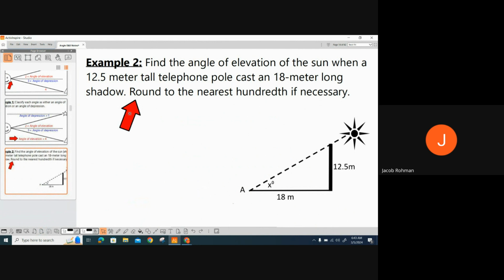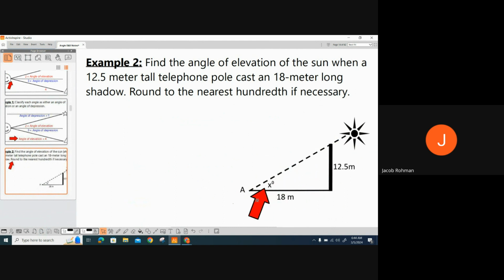So in example 2, it says find the angle of elevation of the sun when a 12.5 meter tall telephone pole casts an 18 meter long shadow. We're going to round to the nearest hundredth if necessary. So here we see the picture. They've got the pole, which is 12.5 meters, and we see the shadow that it creates on the ground is 18 meters, and here's the sun up here. So here we want to know what angle of elevation we have from the shadow up to the sun.